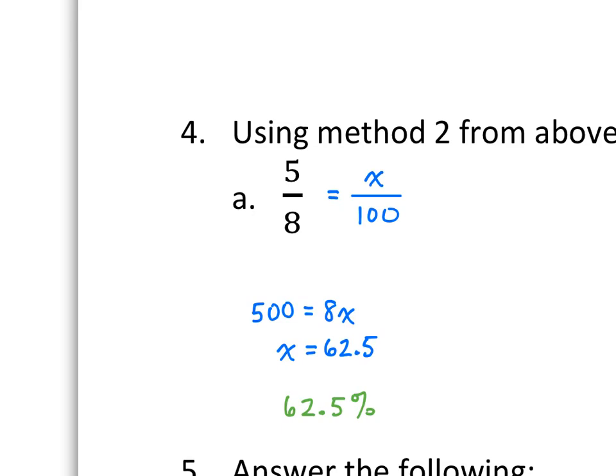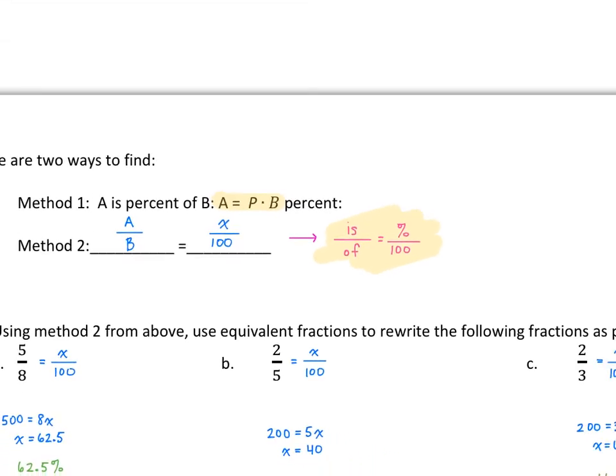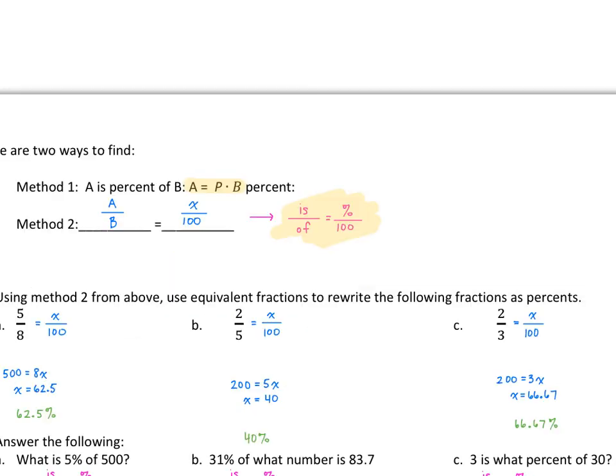Okay? So I want you to go through and set up these proportions for B and C. All you're doing is setting each of them equal to x over 100, and then going from there and solving. Okay? So go ahead, cross multiply, and let's see what percentages you get. So for part B, cross multiplying, you get 200 equals 5x, so x is 40, but then we state our answer as 40%. For C, we get 200 equals 3x, so x is 66.67, and we rewrite it as 66.67%.